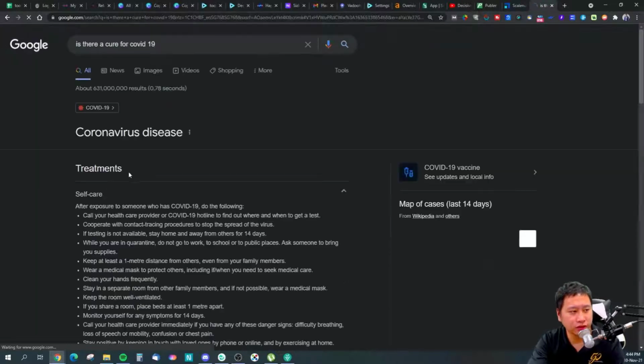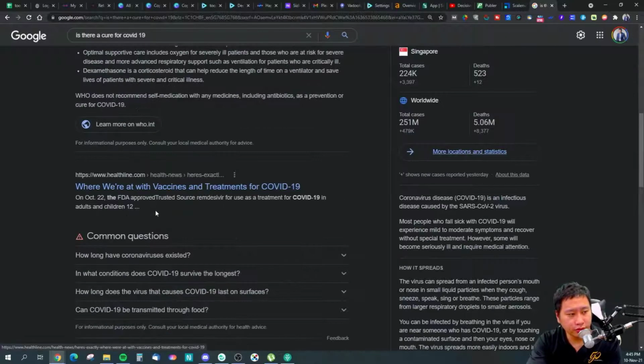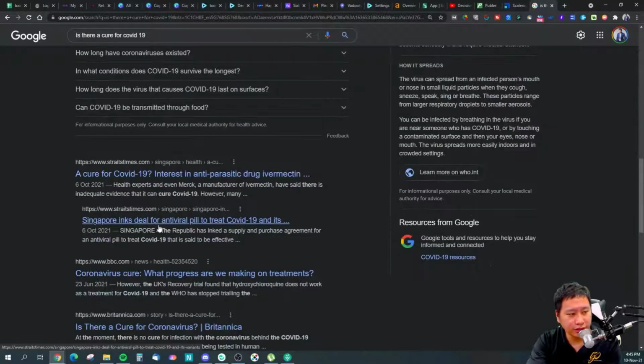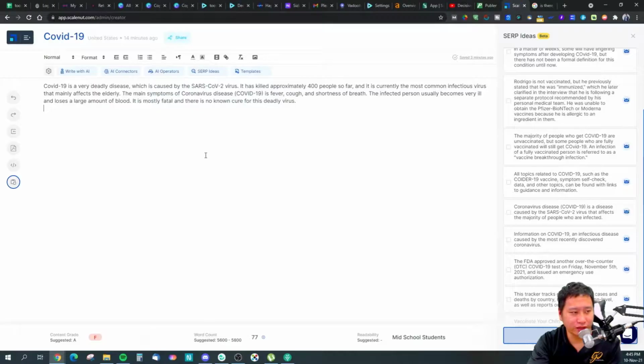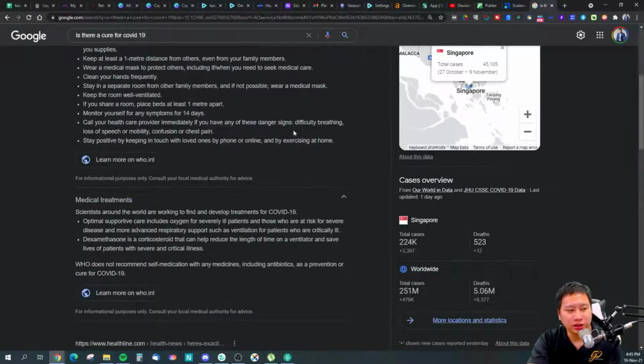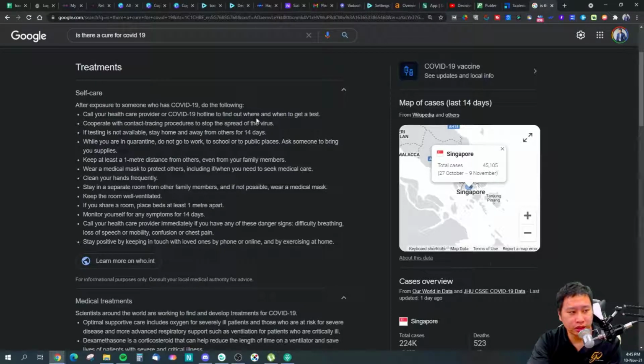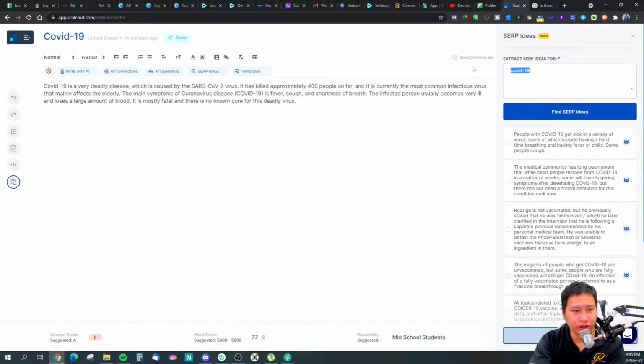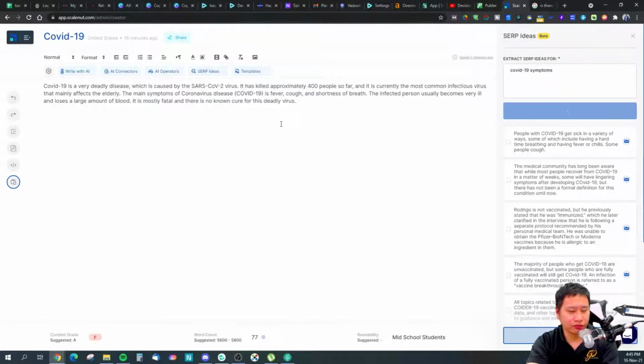I mean, there is inadequate evidence that it can cure COVID-19. Antiviral pill to treat it. So at least as of now, there is no known cure. It depends on your immune system, whether it can help with it. So I'm going to put in COVID-19 symptoms and see if you can write anything from here.